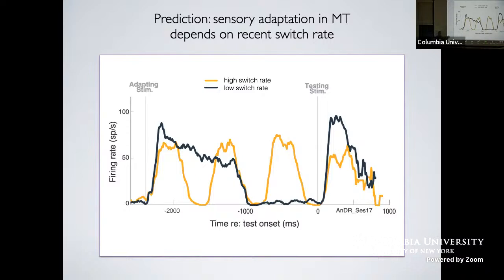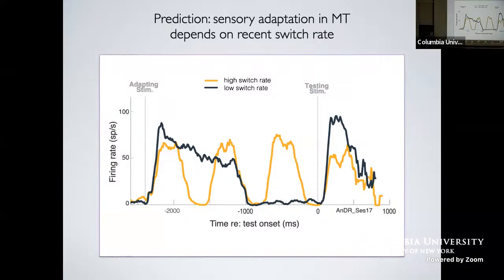Is there something about the nature of the sensory encoding? Remember, at the end there, the thing to keep in mind, I want to emphasize, is that under these two conditions, the stimulus is exactly the same there. And the traditional view of sensory cortex is that it is encoding the thing that you are seeing.